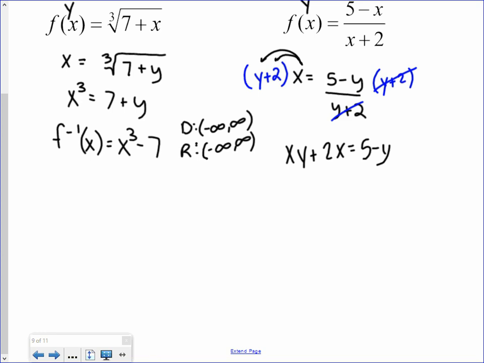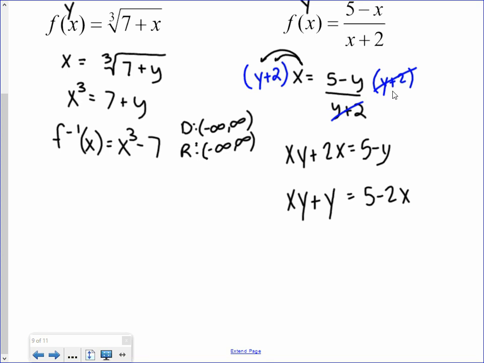So I'm going to add y to the other side: xy plus y. And then I'm going to subtract 2x, because it doesn't have a y, so I don't need it over there. You okay with that? Get y on the same side. That's what you would do if you had just x's and numbers and x was on both sides: get x on the same side and all the numbers on the other side.